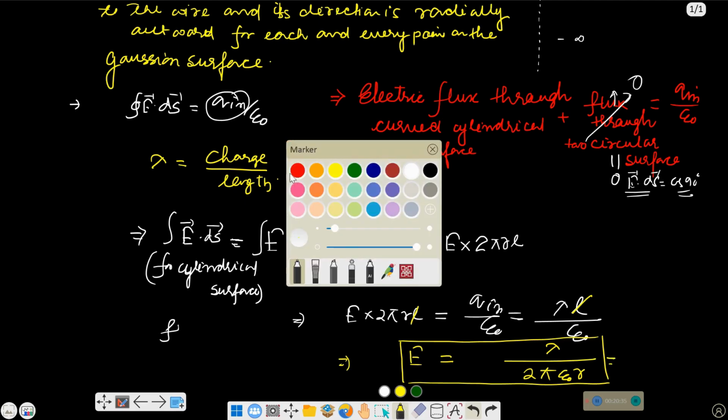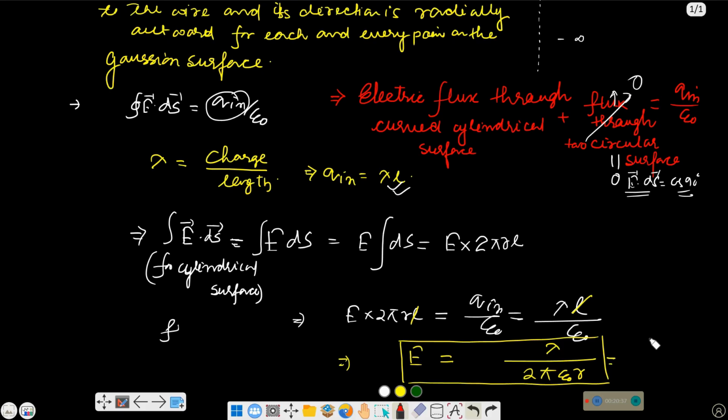Now one more modification. If we multiply by 2 here, 2 lambda, then here 2 into 2 is 4, 4 pi epsilon naught r. So we will be left with 1 by 4 pi epsilon naught, which you can write as k. So 2k lambda by r.